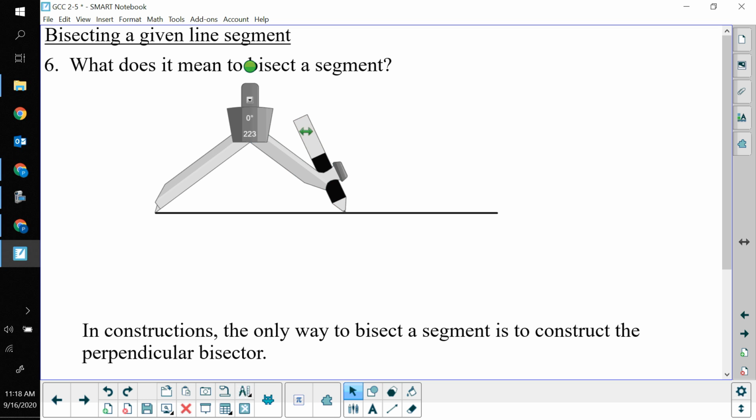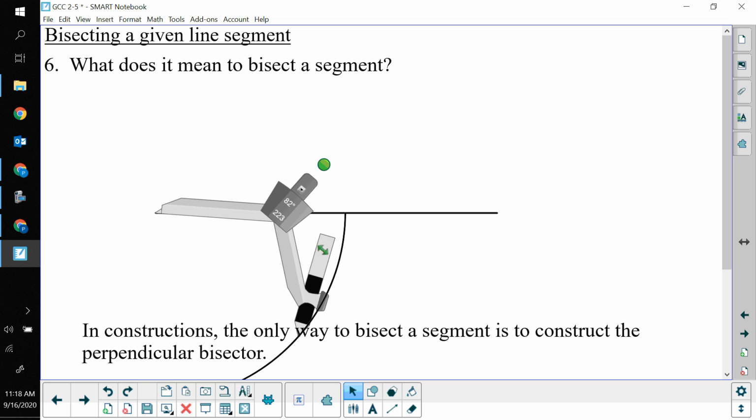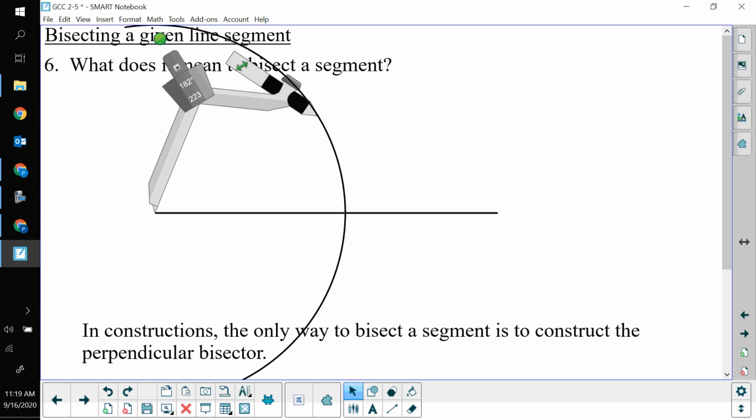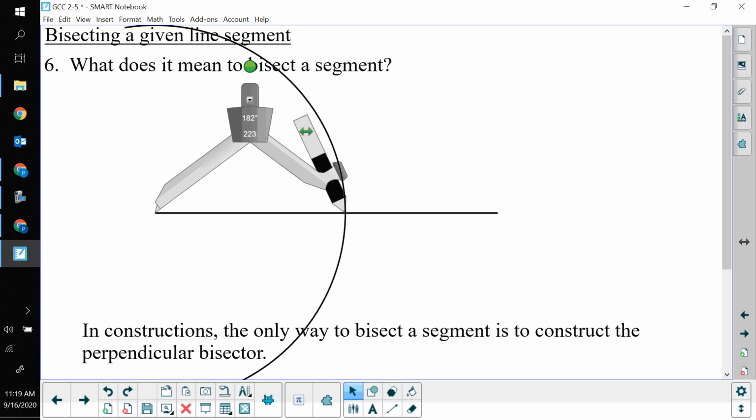So make sure it's open more than halfway. You put your point on one end point. When it's open more than halfway, we need to swoop down and swoop up and make sure that it is more than half of a circle.